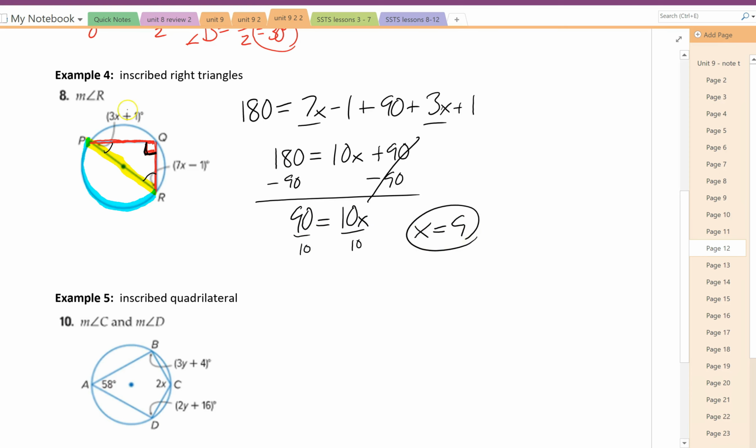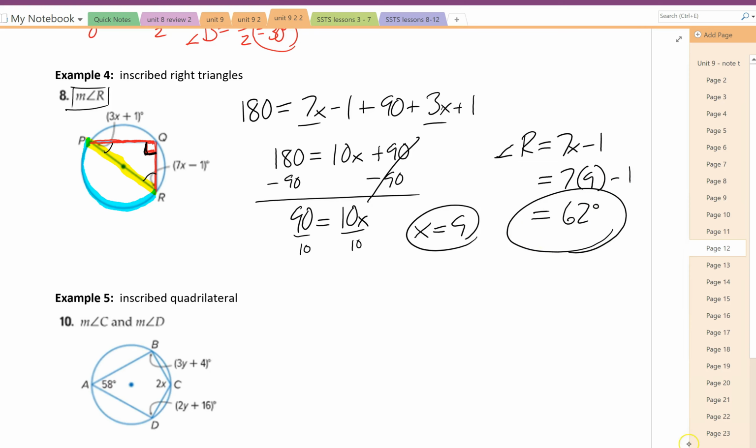But I'm not done yet because it wants to know what angle R is. To figure out what angle R is, I just have to go back to the expression for angle R, which is 7x minus 1, and plug in the 9 where x was. So I'd have 7 times 9 minus 1. 7 times 9 is 63. 63 minus 1 is 62. So I'd have angle R being a 62 degree angle.